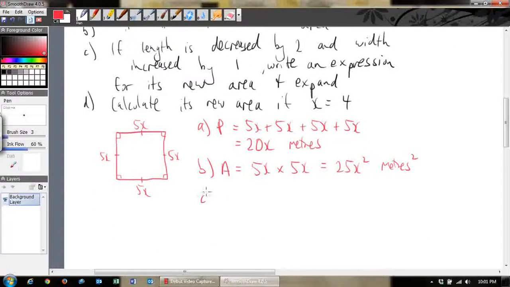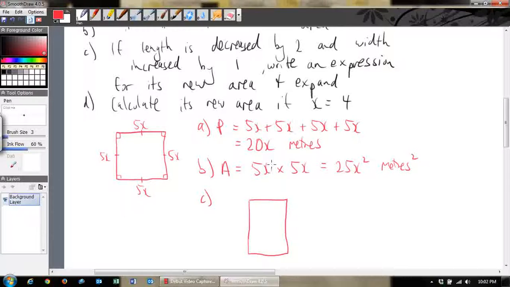Next part is C. If the length is decreased by 2 and the width is increased by 1, write an expression for its new area and expand. So I would expect you to have to draw a new diagram. The length, I'll call the length the horizontal here, is decreased by 2. So it's going to be a bit shorter than it was, and its width is increased by 1, so it's going to be a bit longer than what it was.